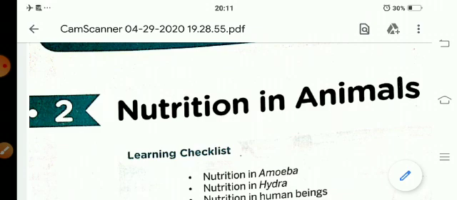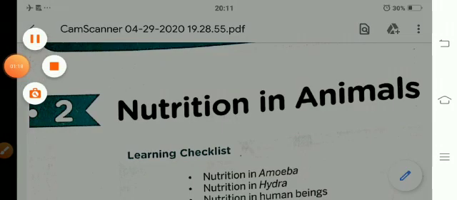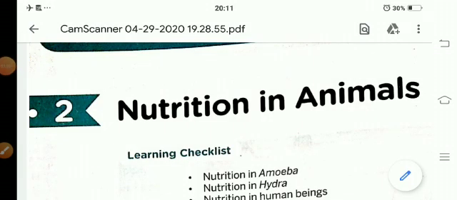Then we start about nutrition in amoeba. Okay, do you know amoeba is a unicellular organism? Amoeba is a single celled organism. It is an aquatic organism that feeds on microscopic organisms found in water. When amoeba senses food in its surroundings, it starts moving in that direction with the help of finger-like projections of the body called pseudopodia.